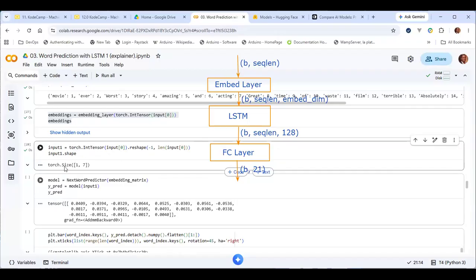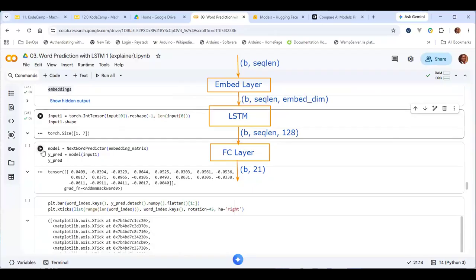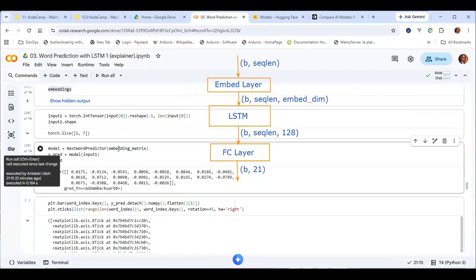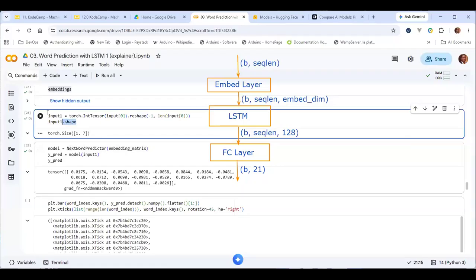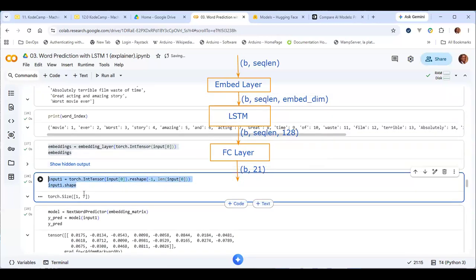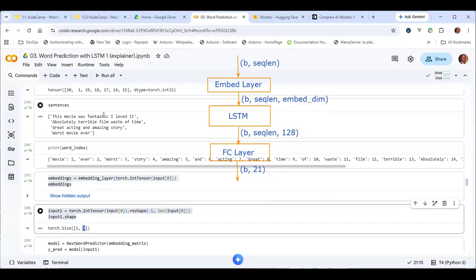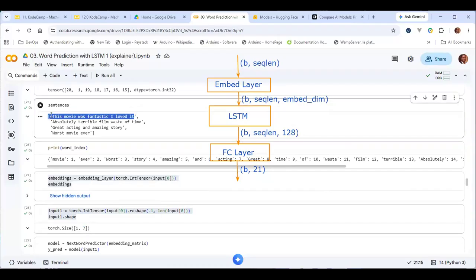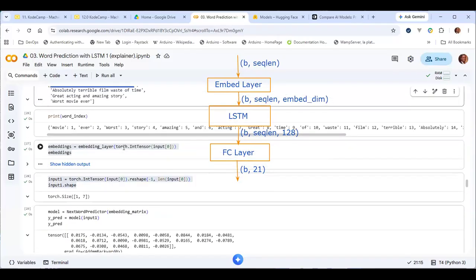Now, for us to run it, let's just go straight into running it. We now create the model. Remember, we're going to pass the embedding matrix in as well. So we create the model. What I have done is I took the first sentence. The reason why the size is 1 by 7 is there is only one sentence, and the sentence has 7 words. This movie was fantastic. I loved it. There are 7 words here: 1, 2, 3, 4, 5, 6, 7. So there will be 7 tokens and 7 indices.